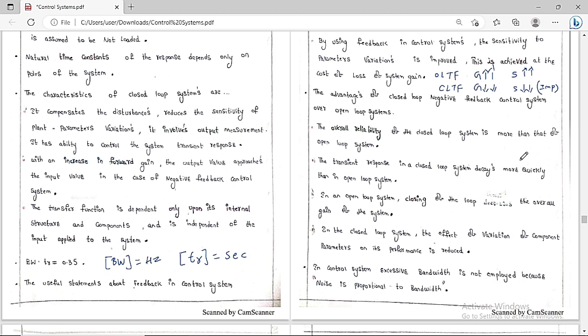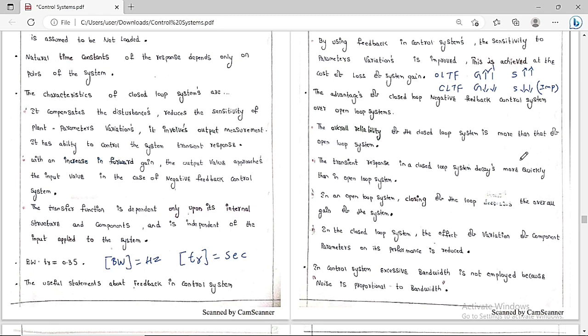So more noise is going to get added to the system, and the system performance is going to degrade. That is the reason we always prefer to choose low bandwidth. Therefore we can say in control systems, we always prefer to use only low bandwidth because noise is proportional to bandwidth. As the bandwidth increases, more and more noise is added to the control system, so its performance is affected. So finally, I can say, in control systems, excessive bandwidth is not employed because noise is proportional to bandwidth. It simply means that, suppose in a control system you are using high bandwidth, what is going to happen?